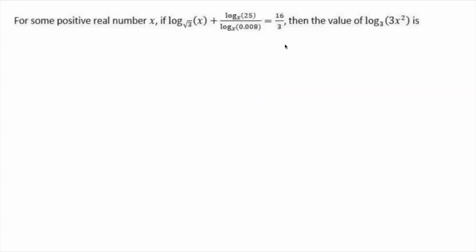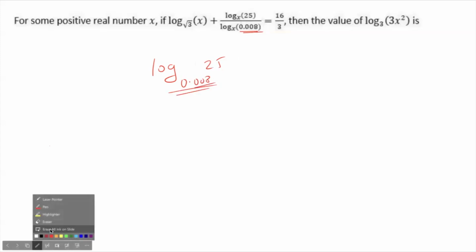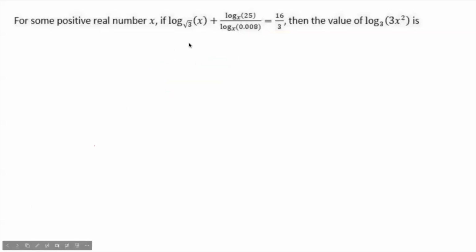All right, so let's look at the next question, guys. IIM Lucknow has a thing for 0.008, I guess, because we had a similar question in CAT 2017. At that time, Lucknow had set the paper, and I also solved that question. It was log of 25 to the base 0.008. So we had something similar, and 0.008 was there. All right, so let's start solving the question, guys.